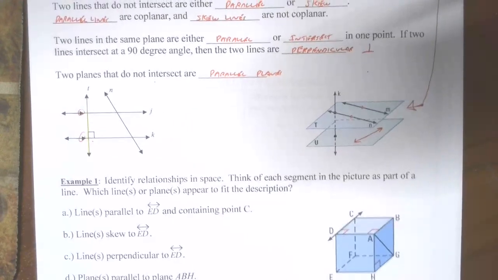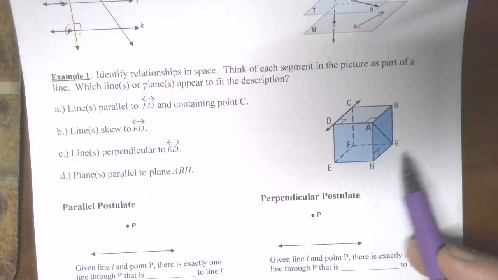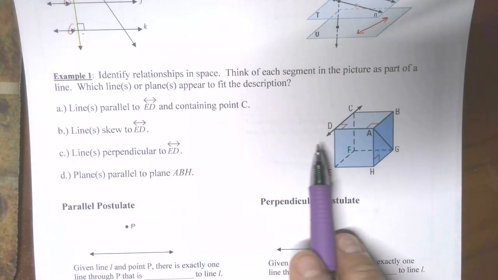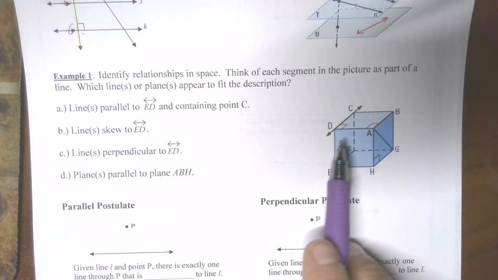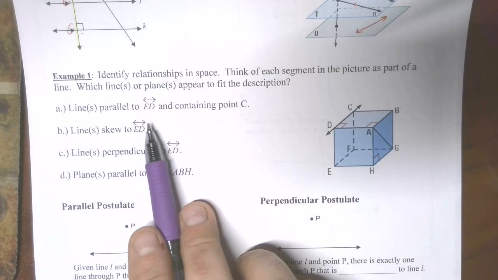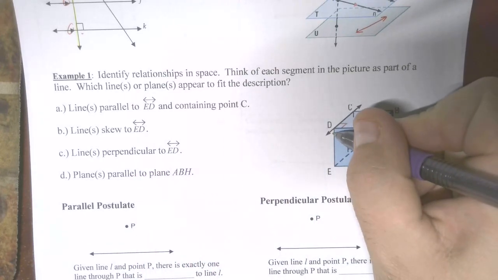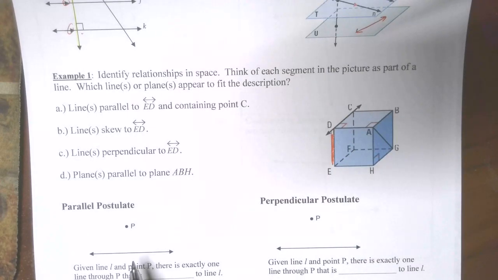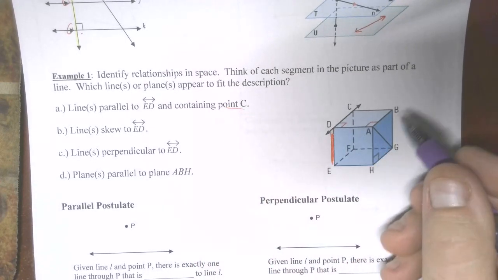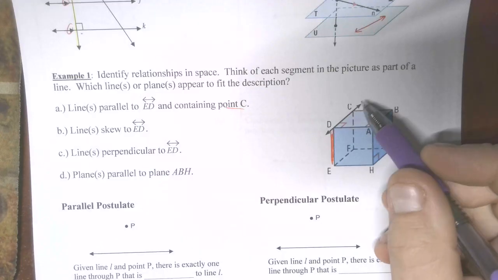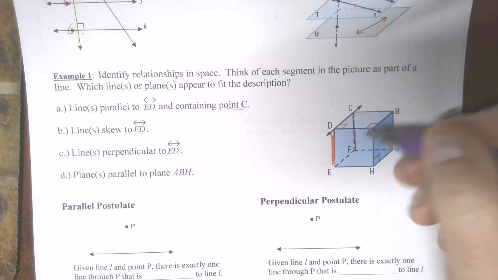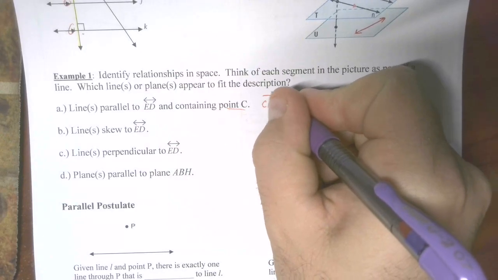So let's look at a picture of maybe a rectangular prism, and let's see if we can identify some basic components. If I were looking at this picture, and I want to know lines that are parallel to ED, so that's this line in the corner, and contains point C. Well, the only line that's going to be parallel that contains C is CF. So that would be line CF.